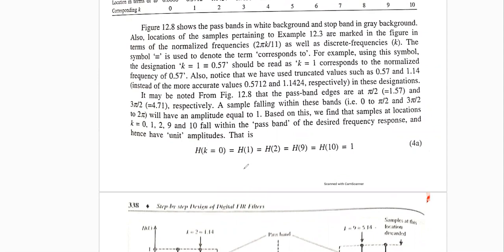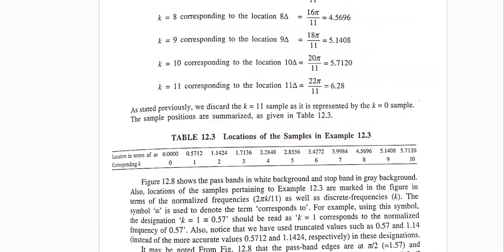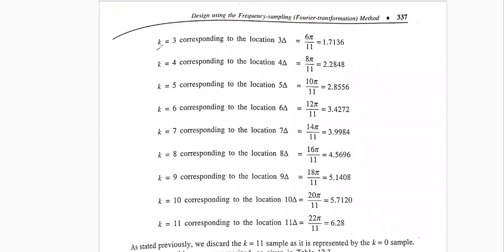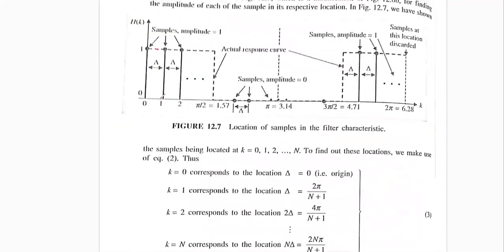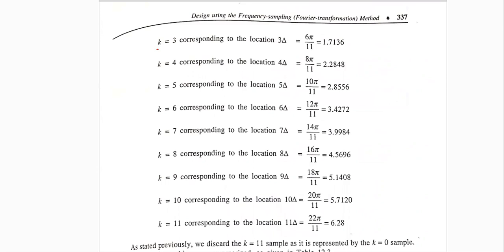From there, we can find H3, if I go back. H2, the second location, try to find that. The second location, what is the value? 1.14. The second location is 1.14. What is the boundary for pi by 2? 1.57. After 1.57, everything is 0.